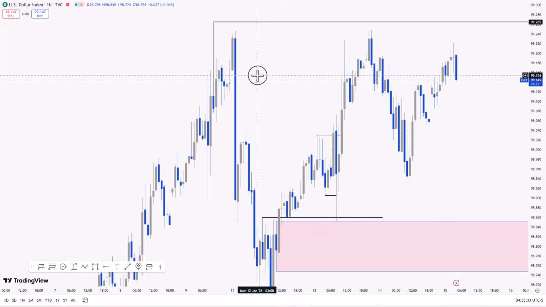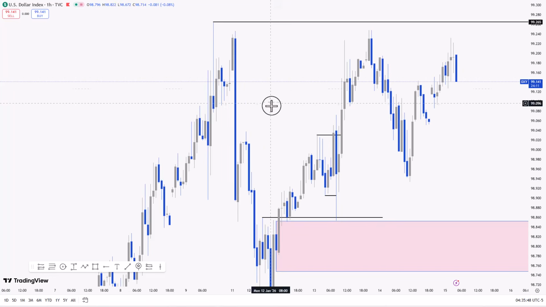Hello, smart money traders. So today let's talk about how to use the rejection block to take entries, especially on the 1 hour time frame. And I'm doing this using a trade example I saw yesterday on the dollar index, the 1 hour time frame.